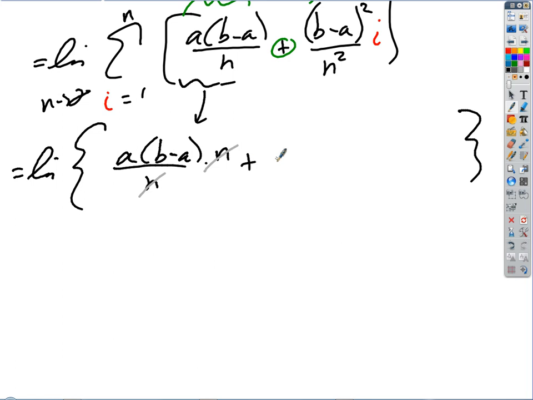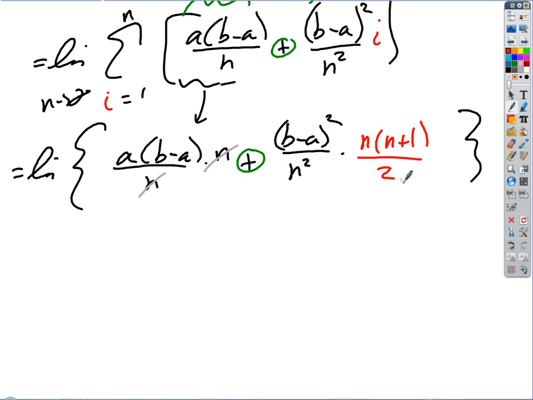Plus, what about over here? I've got the sum of i times this constant. So we can pull that constant out front, like we do: b minus a squared over n squared, times, now, what's the sum of i? n times n plus 1 over 2. Right there. And that's just one of our summation formulas. So let's clean that up a little bit.